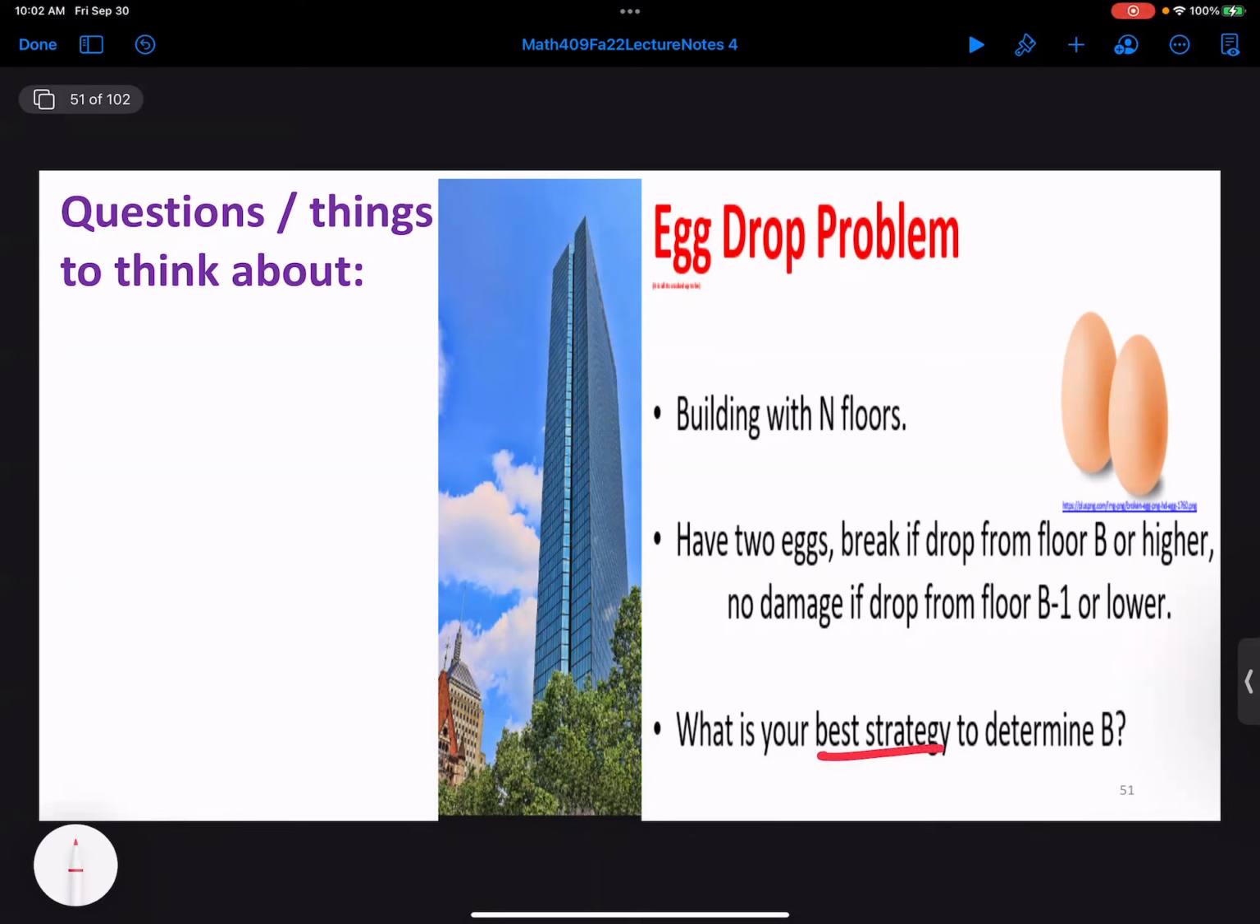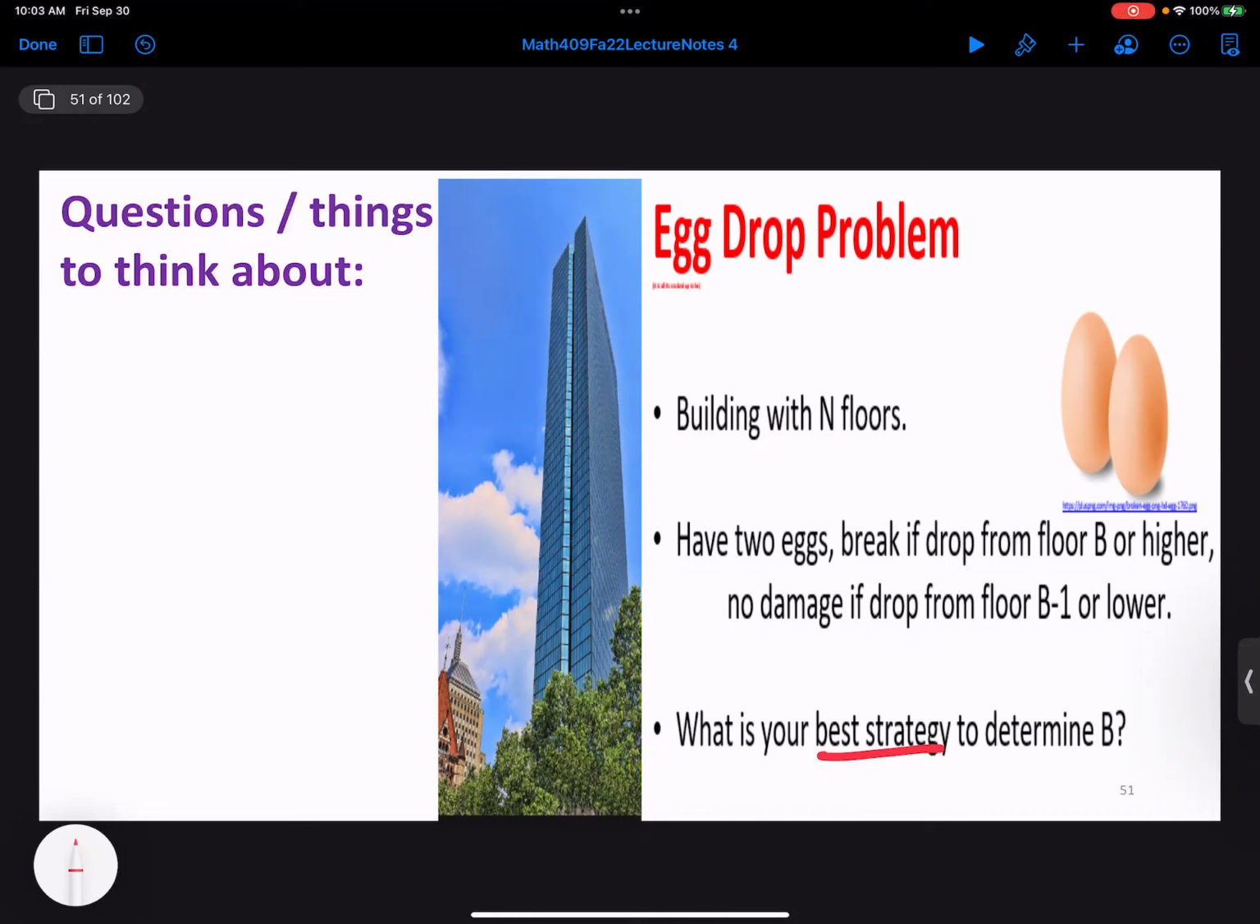So at the end of the day, we don't care how many eggs we are left with. We just care: can we figure out what that floor b is? There's no value to the eggs at the end of the day. If there were, then you might want to preserve some eggs while figuring out what the floor is. So we will assume the eggs are meaningless at the end of the day. Well, we need them to come up with a strategy. But how will you determine if one strategy is better than another?